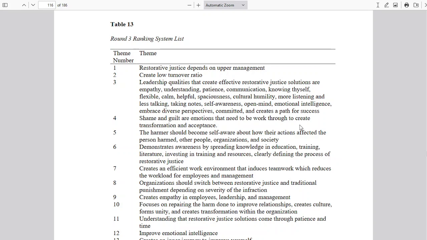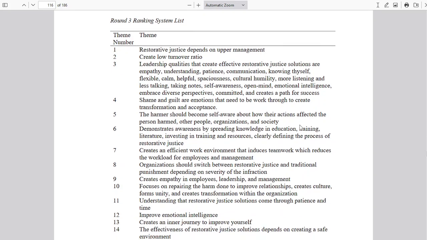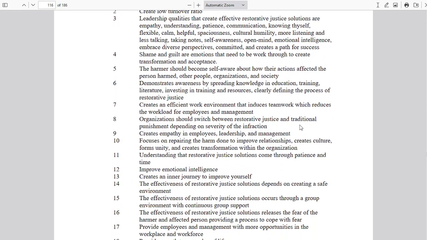6, demonstrates awareness by spreading knowledge in education, training, literature, investing in training and resources, clearly defining the process of restorative justice. 7, creates an efficient work environment that induces teamwork, which reduces the workload for employees and management. 8, organizations should switch between restorative justice and traditional punishment depending on the severity of the infraction.